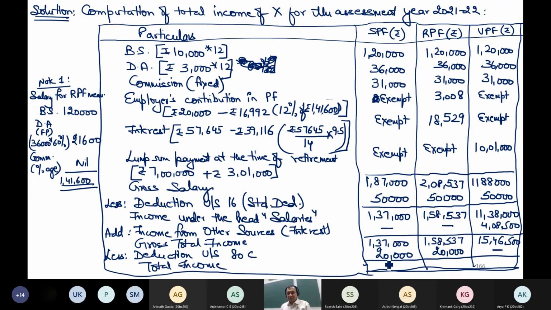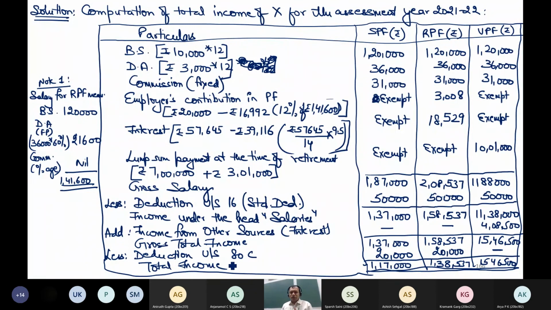On this, I will pay the tax. It is 1,38,537, and it's 15,46,500. This is what my final question is. Let me check from my book whether the answer is correct or not. 138,537, 15,46,500. Now, one more thing.